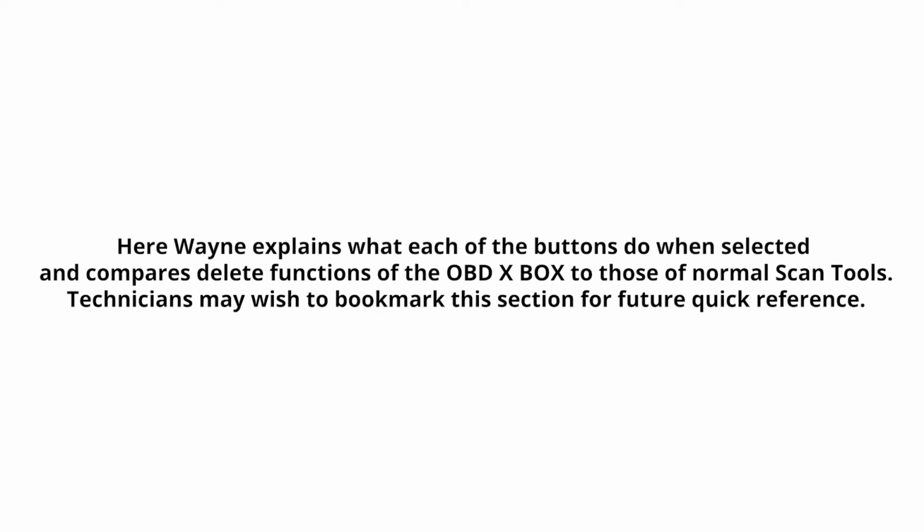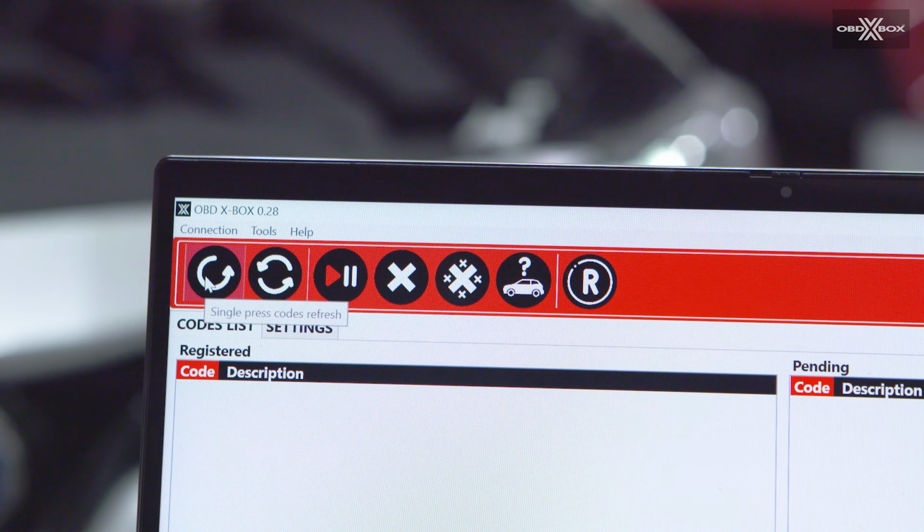Let's walk through the basic functions of each of the buttons on the software. First is a single press codes refresh. This is the same function as read codes on a regular scan tool. When you click the button, there's a colour change to show that it has been activated. You can click this whenever you choose to refresh the code read.